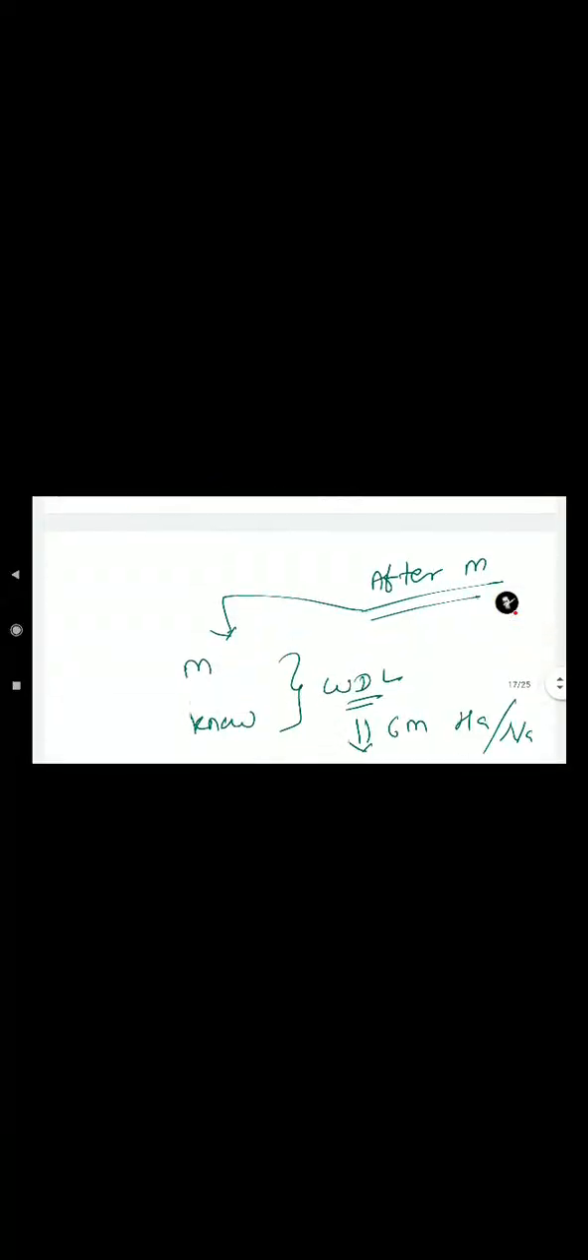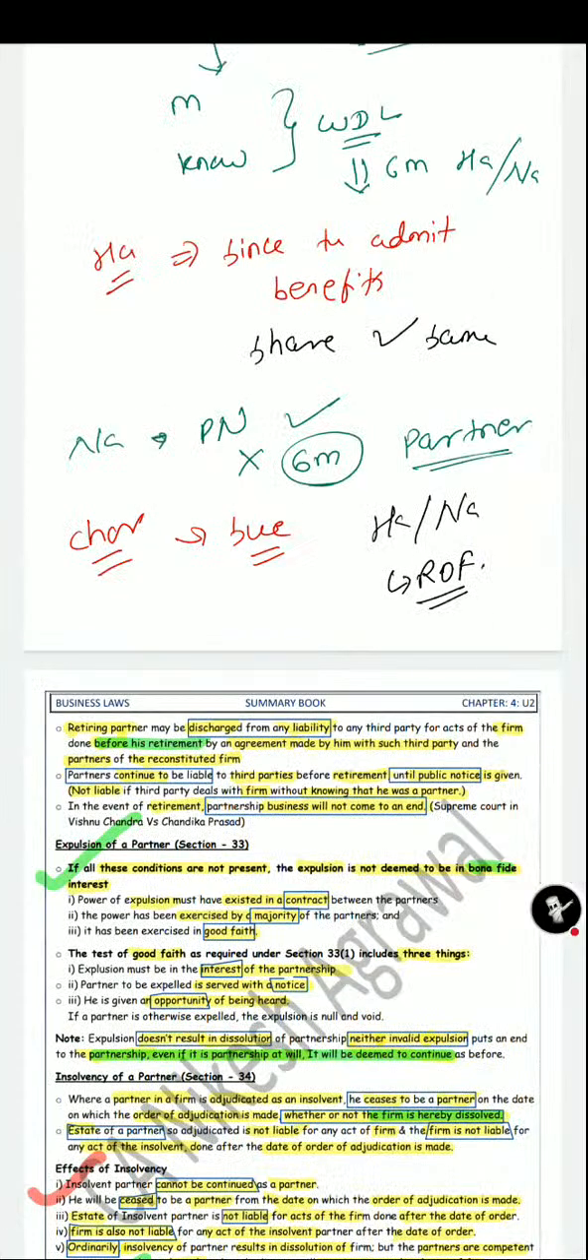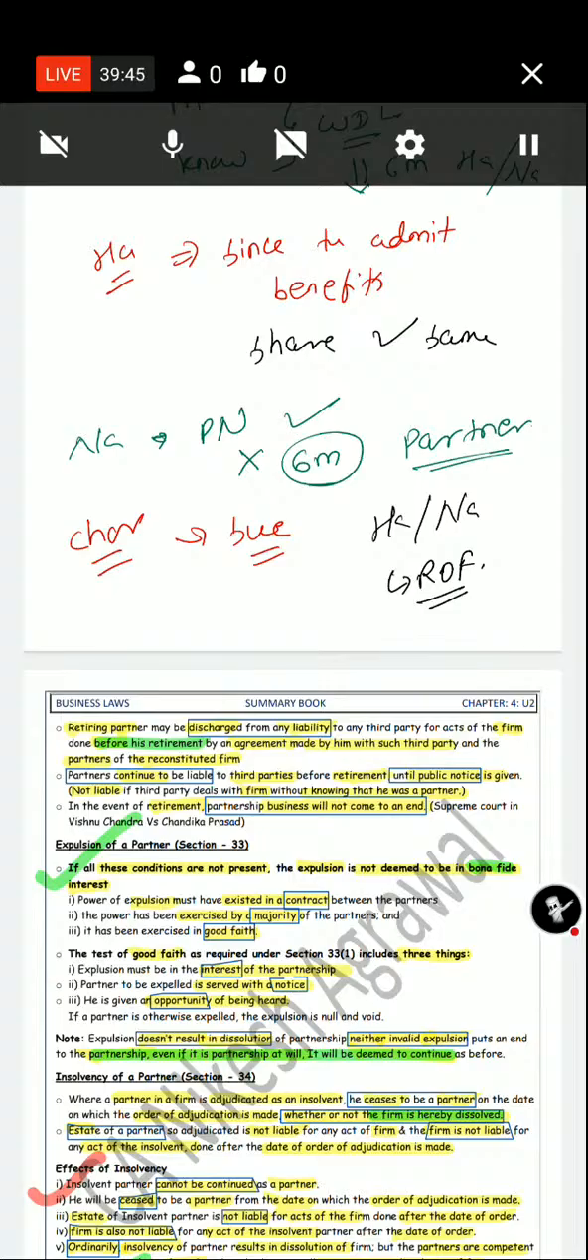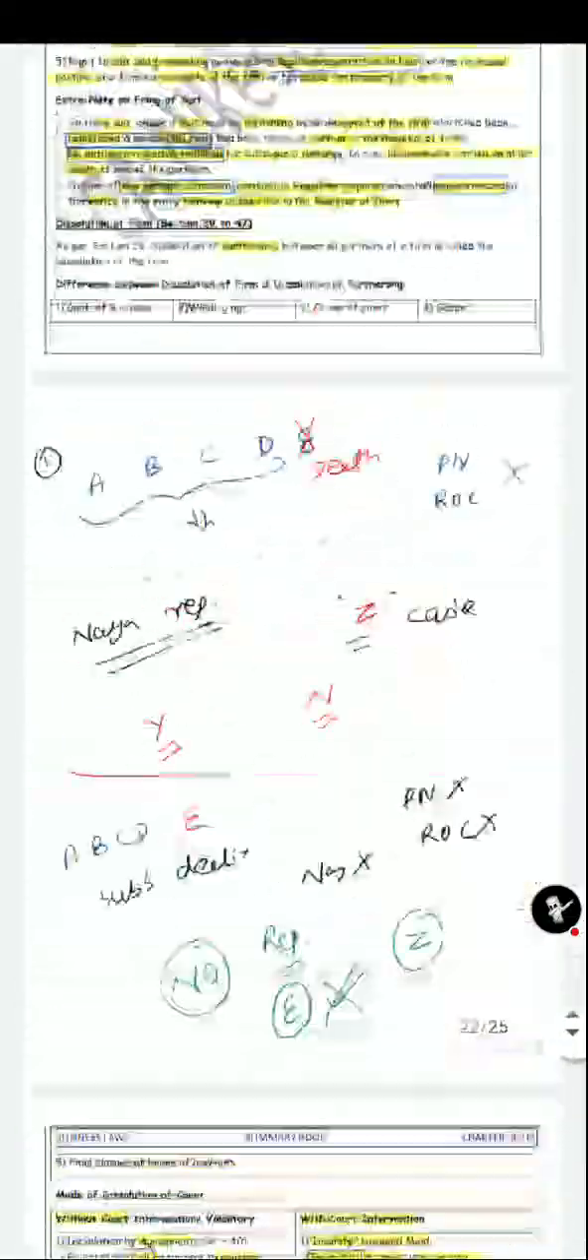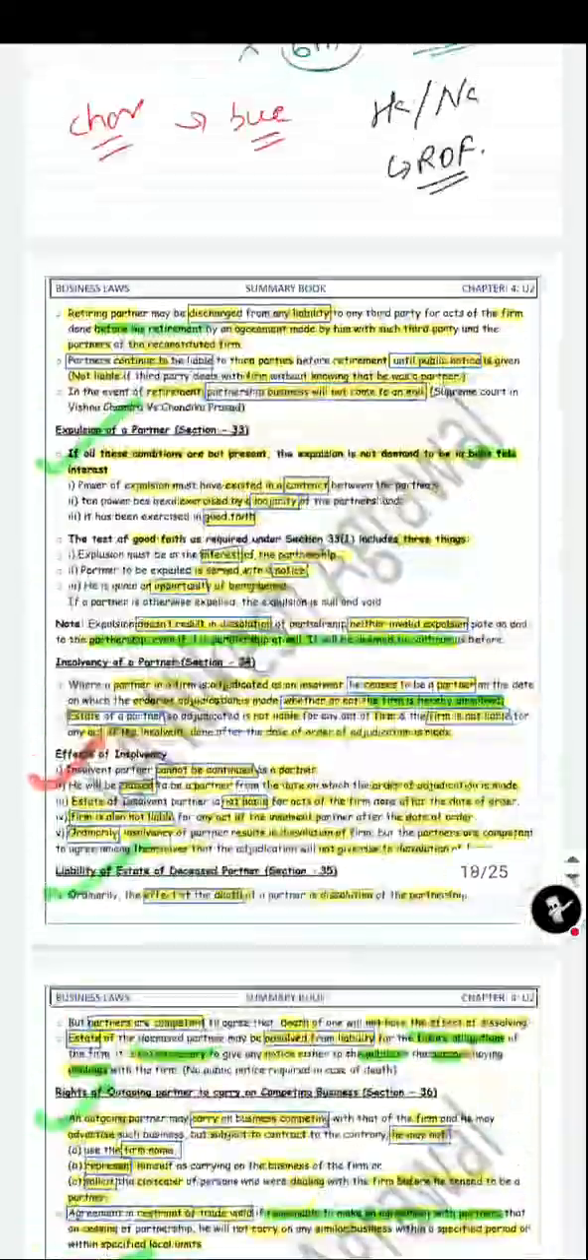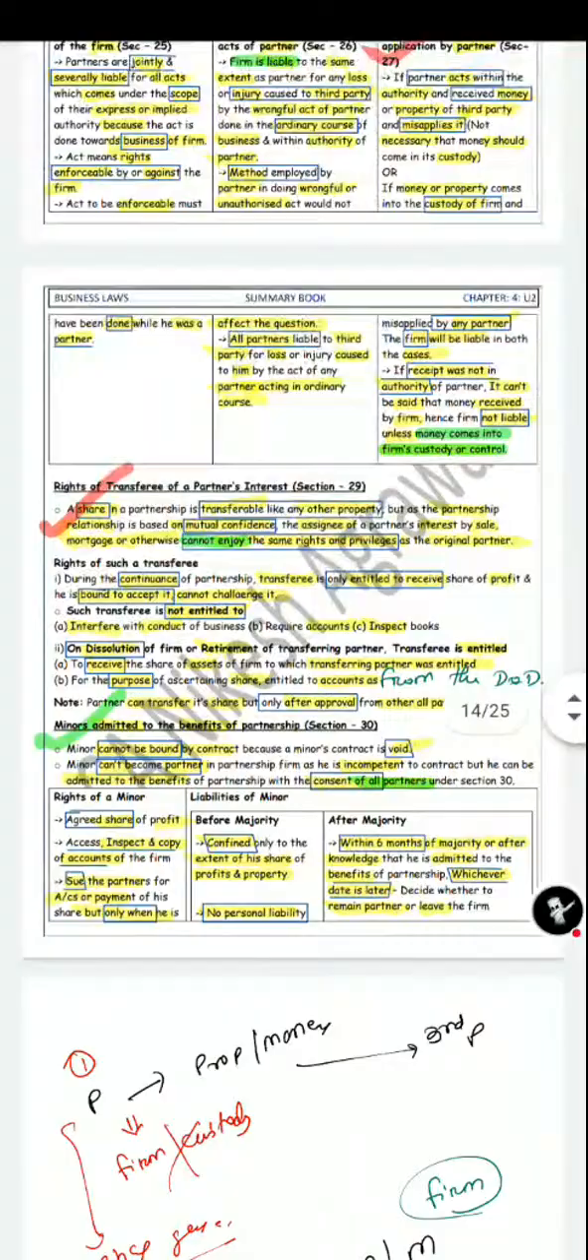Rights of a minor. Agreed share of profit, access, inspect and copy the accounts of the firm, sue the partners for accounts or payment of his share but only when he is severing his connection with the firm.